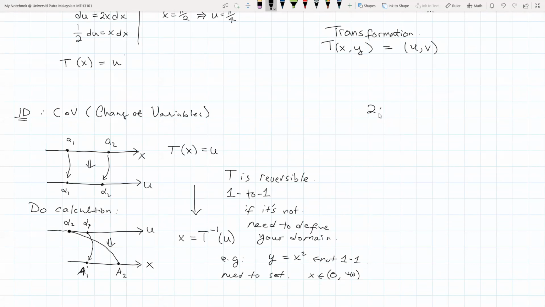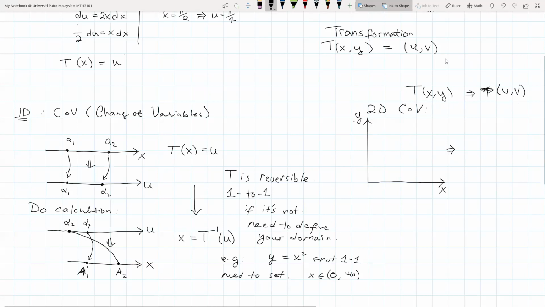So if I have a 2D change of variables, I want to have this line x, and then this line y. I'm changing the region, because I have x and y space, a transformation of x and y space into u and v space. So the x and y plane goes to the u and v plane.